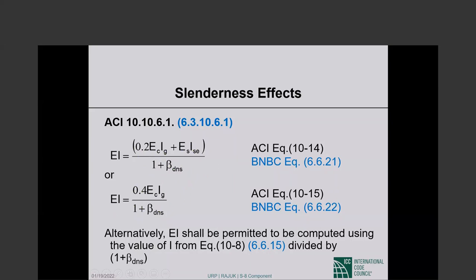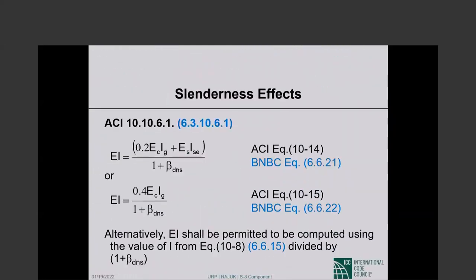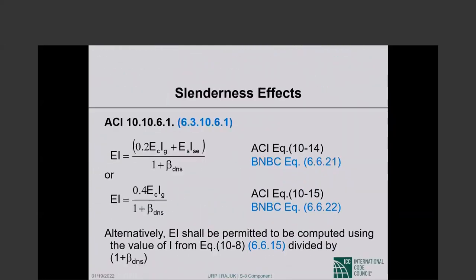Alternatively, EI can be permitted to use the complicated formulas that I skipped, and divide by 1 plus beta sub ds. Anyway, the point is that the EI that you will use in calculating the Euler buckling load, the critical load, is given here, and there are two alternatives.